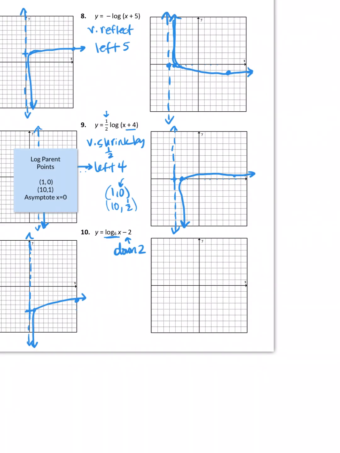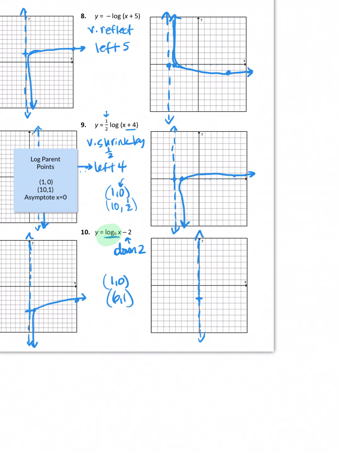Lastly, let's look at 10. Now, it's going to go down 2, so go down 2, change your origin, put in your vertical asymptote. Now I want you to be really careful. Look at this. This is base of 6, not 10. Everything we've done so far has been base 10. That means our points are changing a little bit. It's going to go 1, 0. That one will never change. But instead of 10, 1, it's now 6, 1.